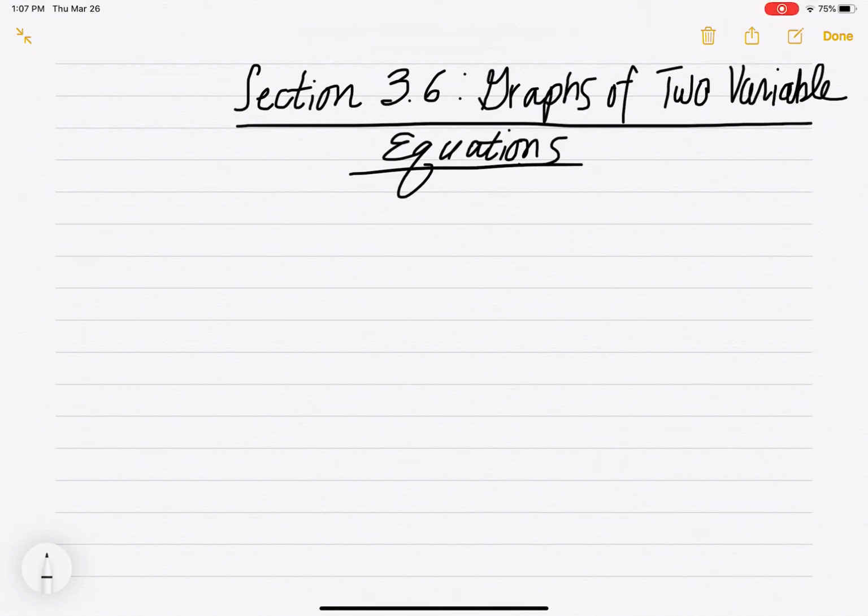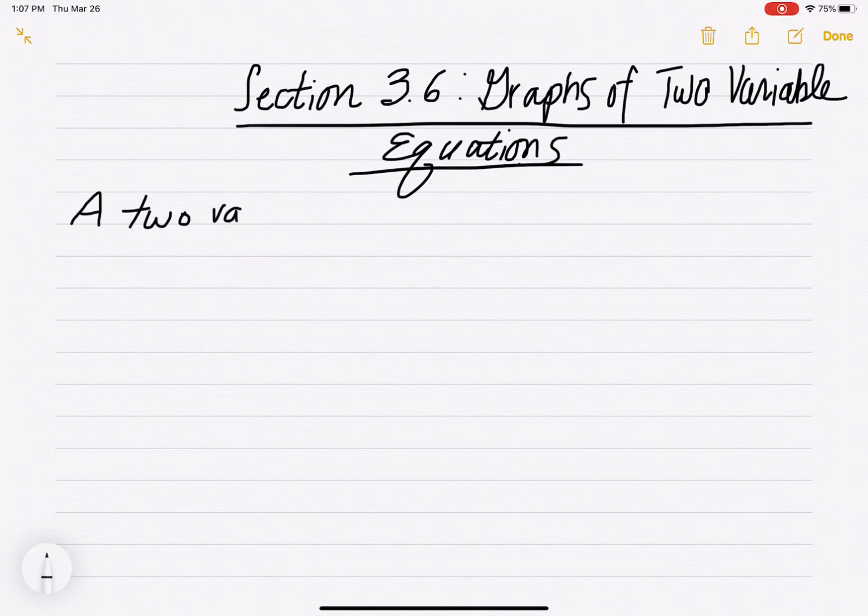So here in chapter 3, we've been dealing with a lot of graphing. We really want to start focusing more so on graphing. We're looking at graphs of two variable equations. So first of all, what is a two variable equation? A two variable equation is literally an equation with two variables.